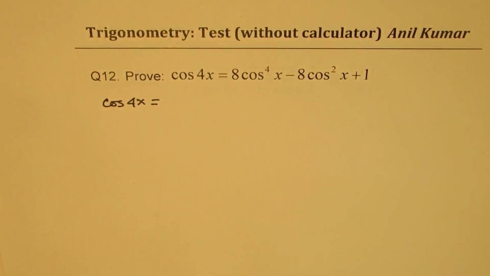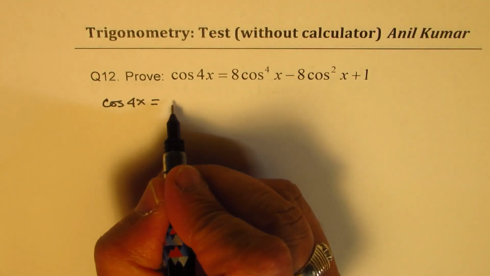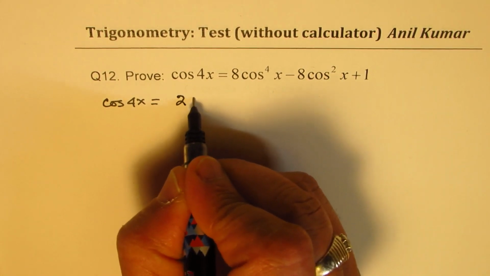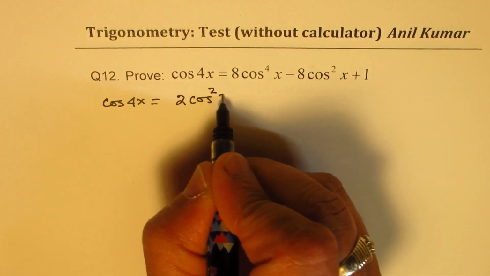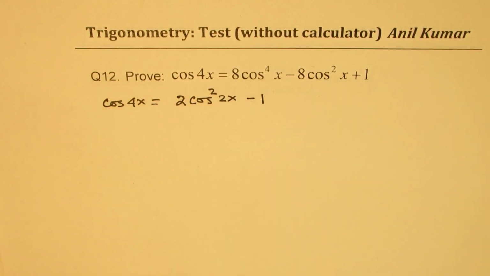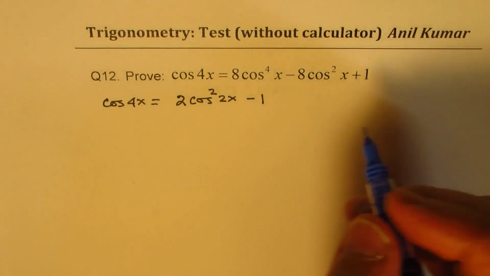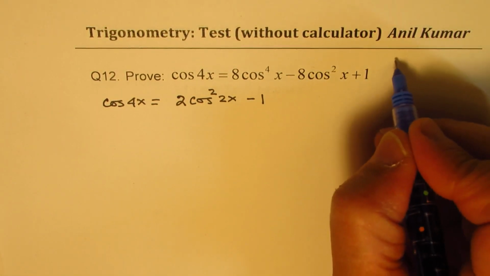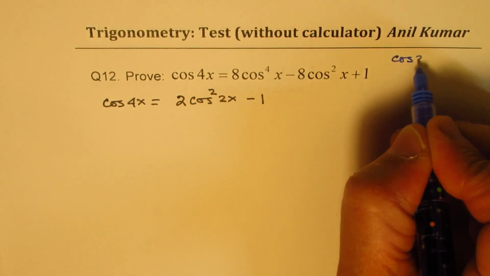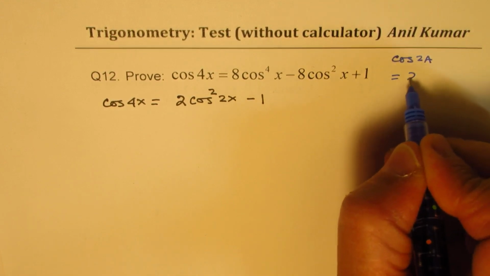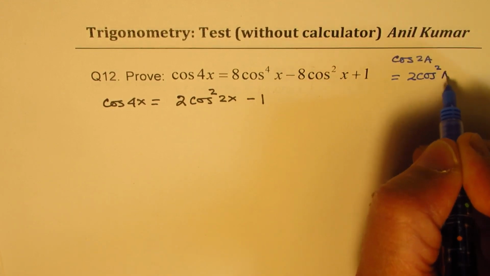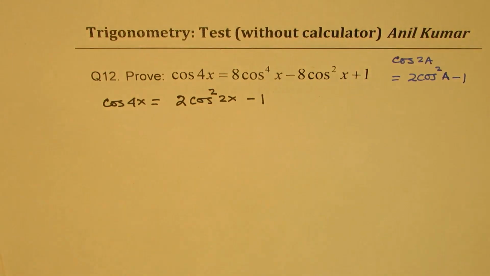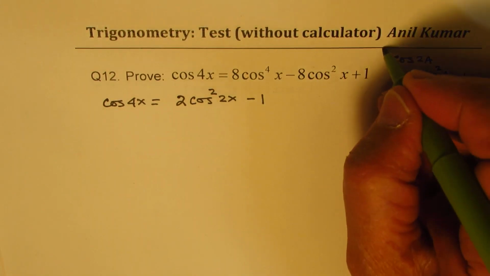Now we'll use actually the double angle formula, right? So cos 4x can be written as 2 times cos square 2x minus 1, correct? So the formula which we've used here is, let me write it in this form, cos 2a is equal to 2 cos square a minus 1. So that's the formula which we have applied.